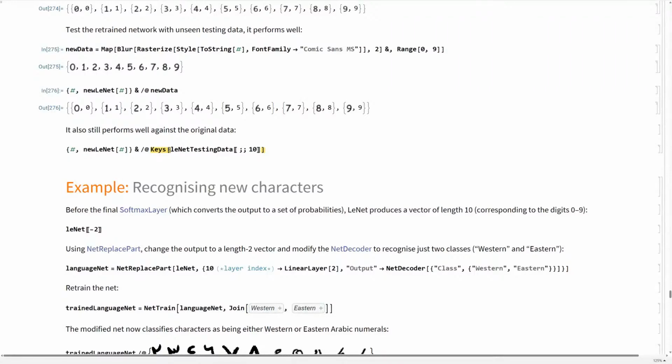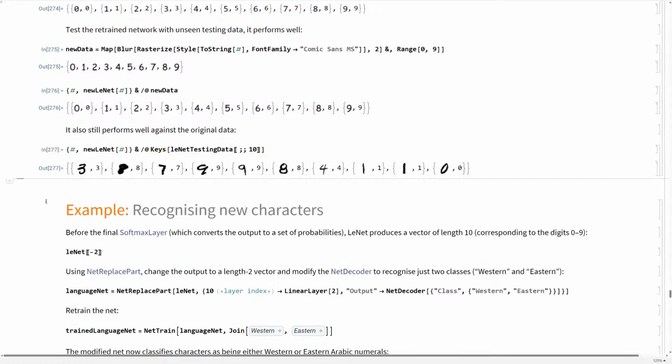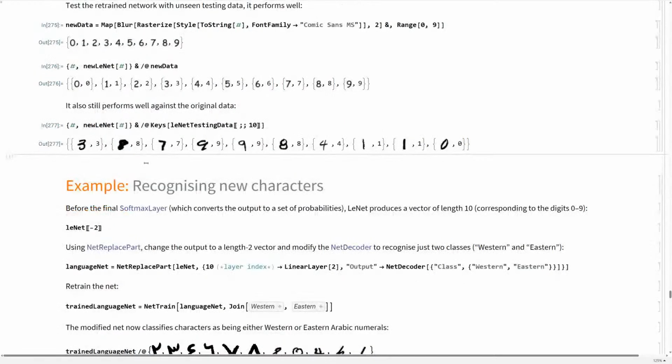And learning new data doesn't mean that my net loses the power of recognizing old data. I'm giving it some other old handwritten digits, and it's still performing pretty well.